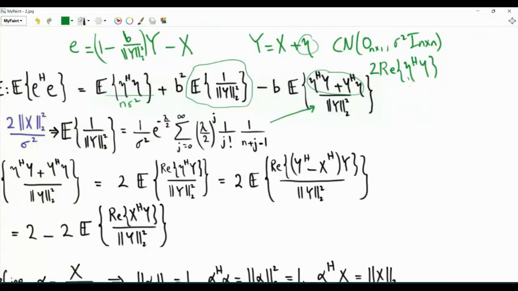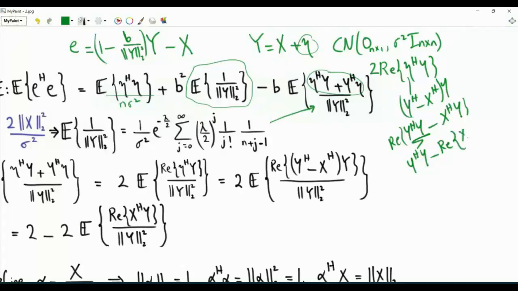Now, eta itself is y minus x. So this is y Hermitian minus x Hermitian, times y. And when we do the multiplication, we get y Hermitian y, and this is the L2 norm squared of vector y. So this is a real valued non-negative quantity, minus x Hermitian y. If we take the real part of this quantity, we have y Hermitian y minus the real part of x Hermitian y. Now we take this and we divide by the L2 norm squared of vector y, which is exactly y Hermitian y. So we have 1. When we do the division, we will have 1 minus the real part of x Hermitian y divided by the L2 norm squared of y.